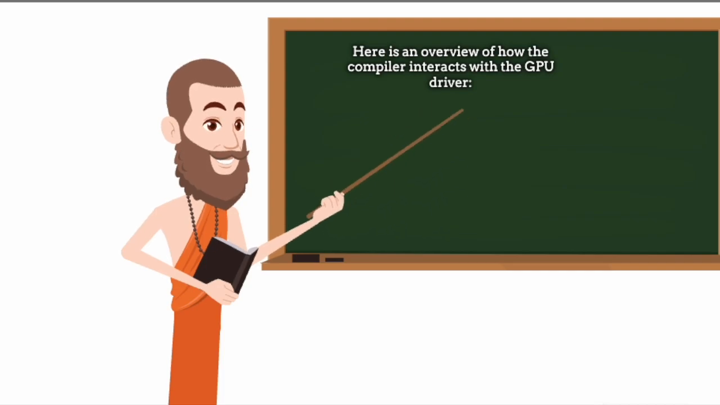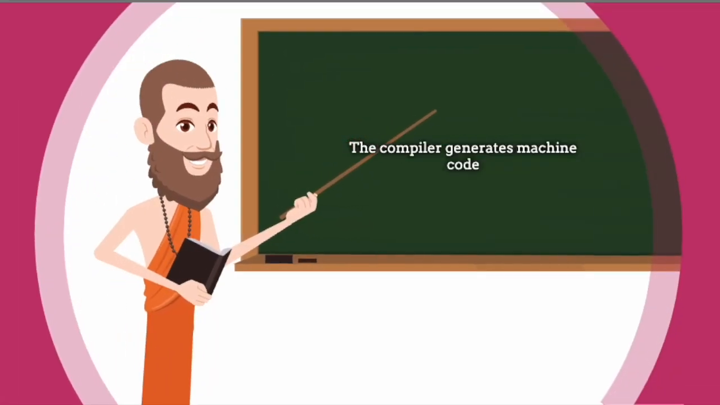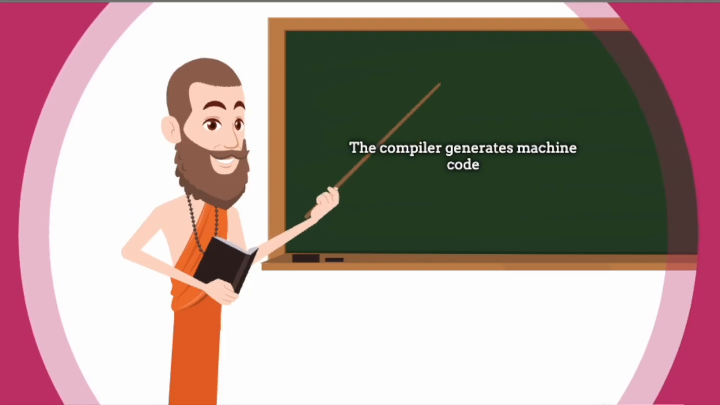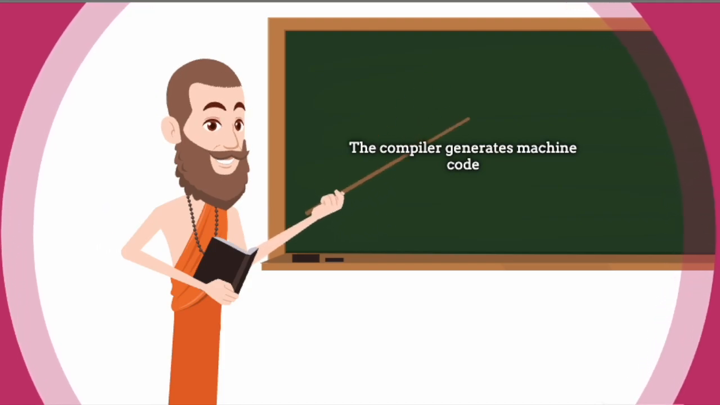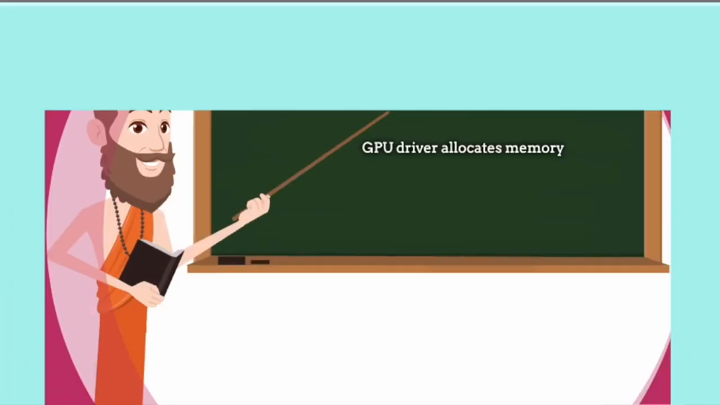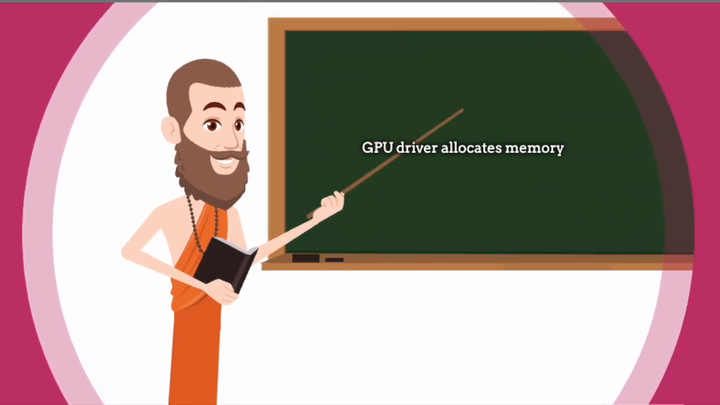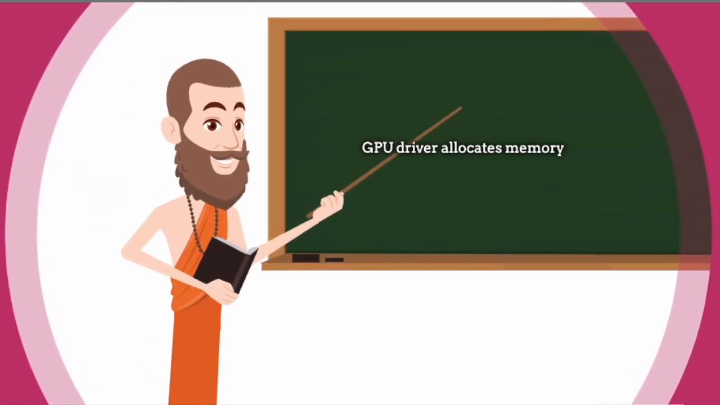Here is an overview of how the compiler interacts with the GPU driver. The compiler generates machine code that is optimized for the target GPU. This machine code is passed to the GPU driver for execution. The driver allocates memory for the machine code and for data that is transferred between the GPU and the CPU.